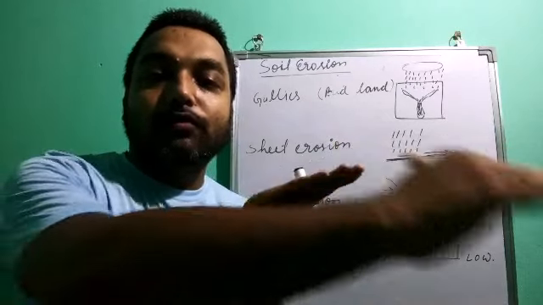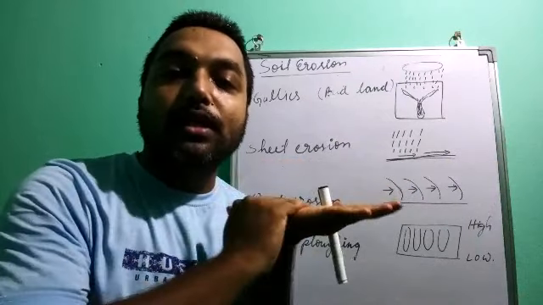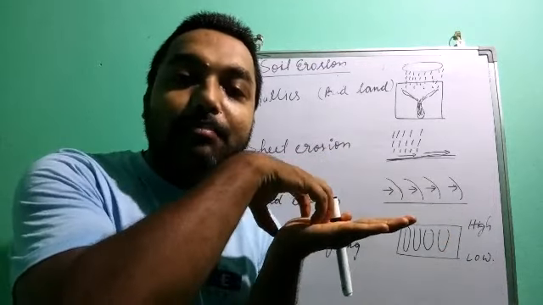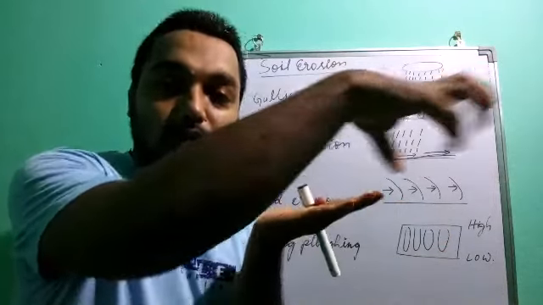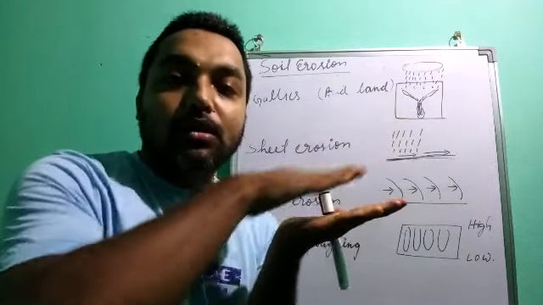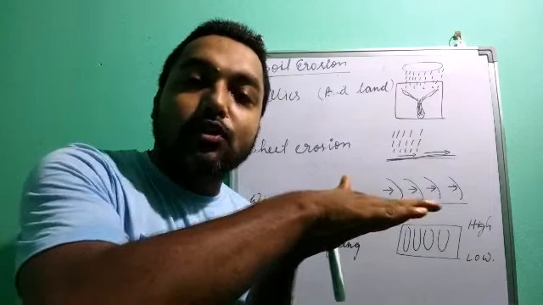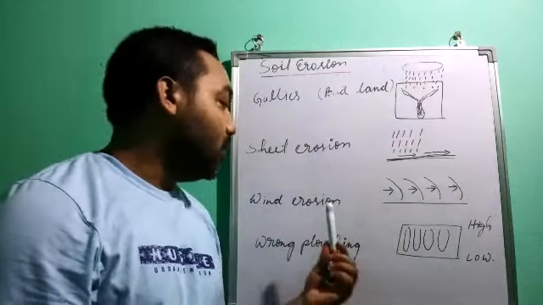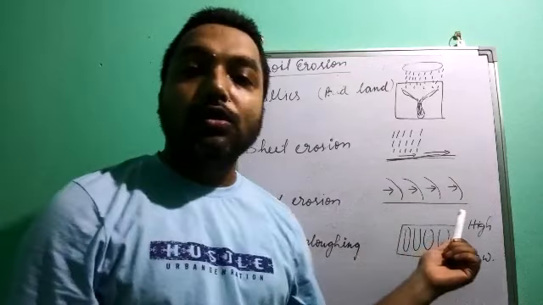Plain, it flows over the land. There is no vegetation, no grass. Water, when it flows over the land, takes up the top layer of the soil, just like a sheet of paper. When it takes up the top layer of the soil like a sheet of paper, it is known as sheet erosion. Next, wind also causes erosion.